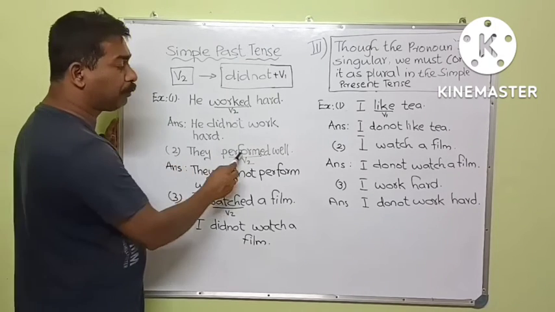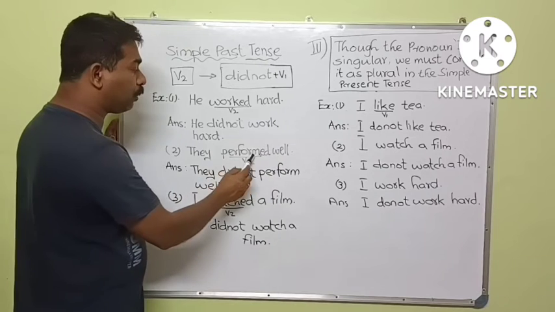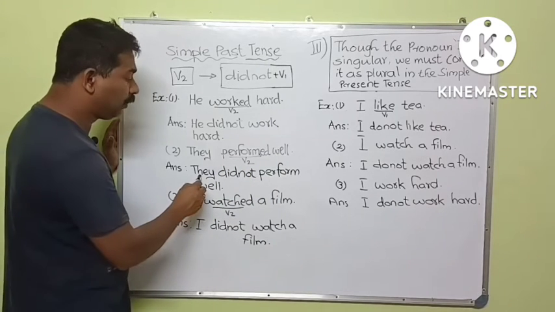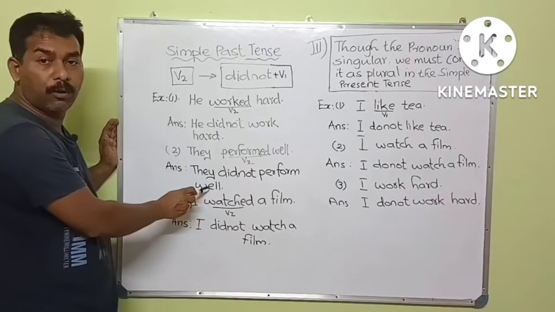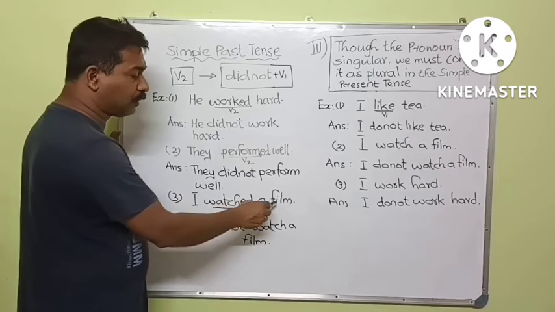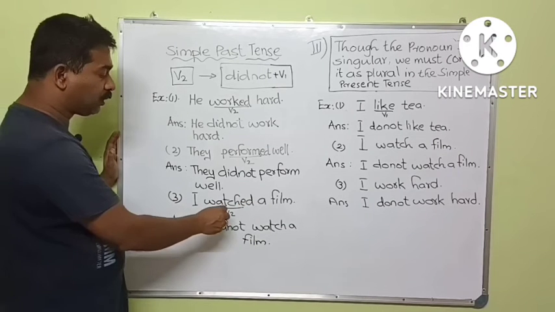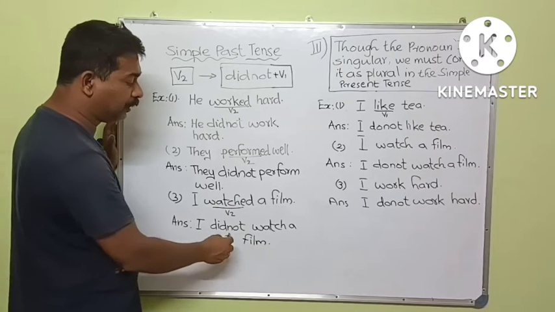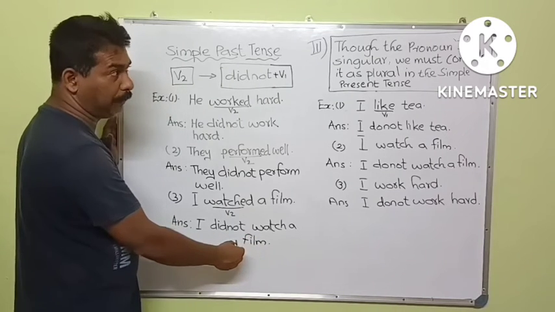Example number 2, they performed well. Performed is the second form of the verb, so we can write they did not perform well. Example number 3, I watched a film. Watched is the V2 form of the verb, so we can write the answer, I did not watch a film.